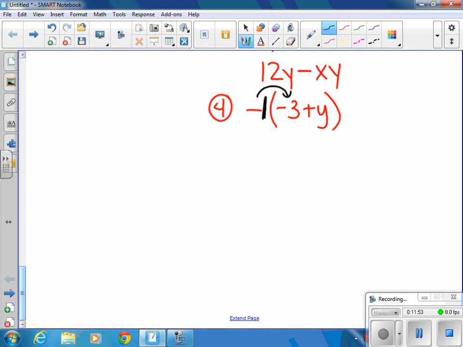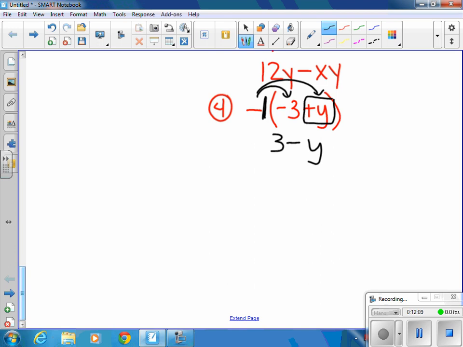Negative 1 times negative 3 is positive 3. Then this is a positive y right here. So negative 1 times positive y is going to make negative y. Do not worry about your order with distributive problems, because they will work themselves out once we get through doing what we're going to do with them.